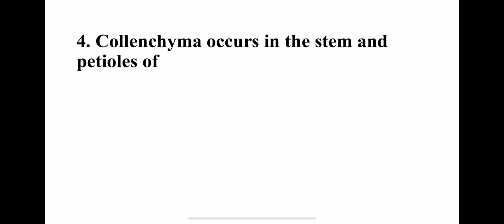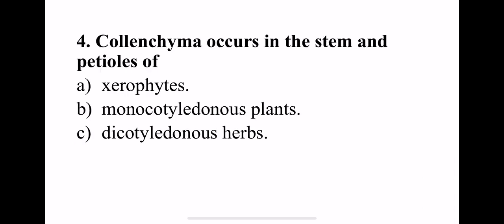Next, collenchyma occurs in the stem and petioles of. As I already told, collenchyma helps in photosynthesis, storage and so on. But here they have given xerophytes. Xerophytes are present where there is not sufficient water, so xerophytes is a wrong answer. Monocotyledonous plants; option C, dicotyledonous herbs; hydrophytes. Our answer is dicotyledonous herbs.